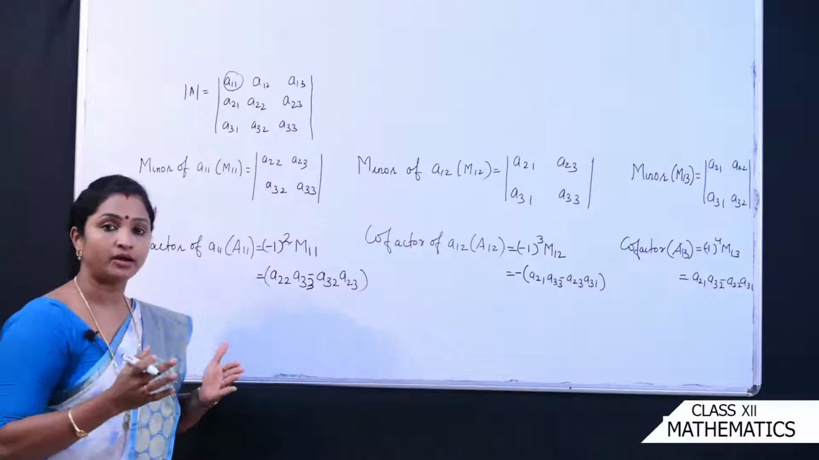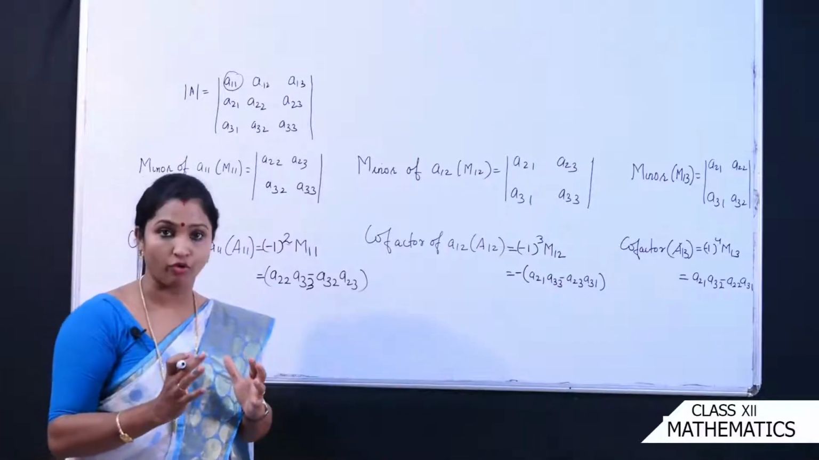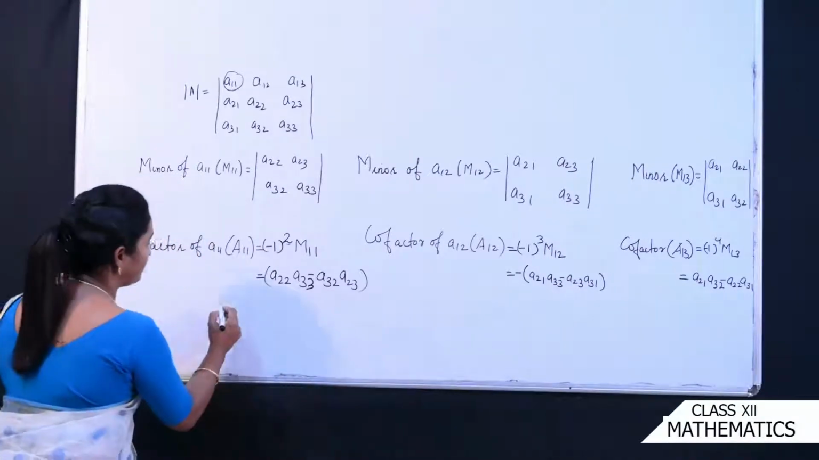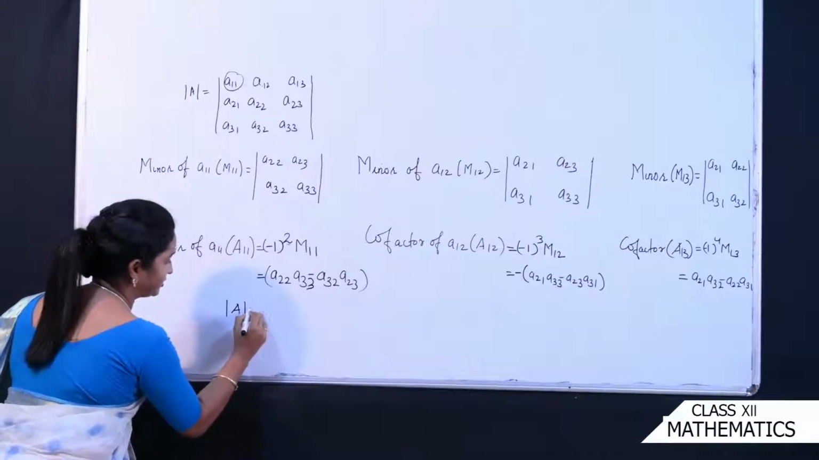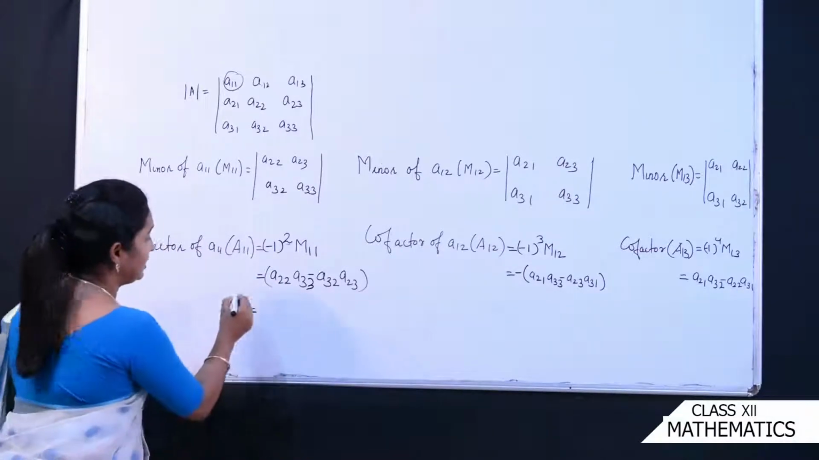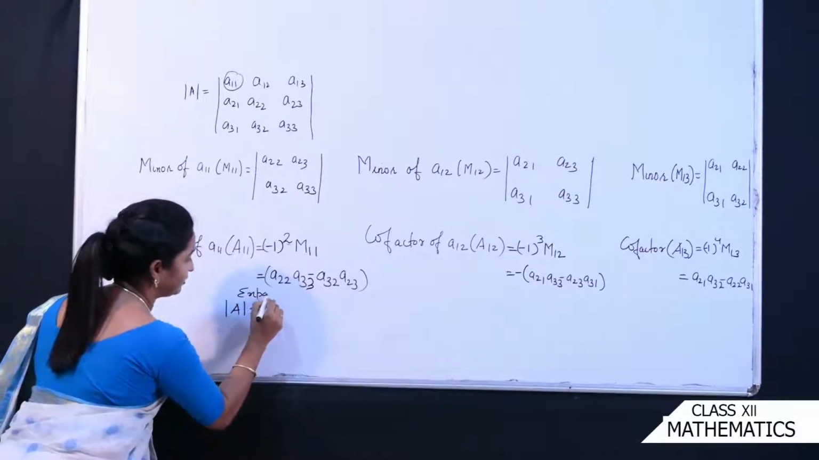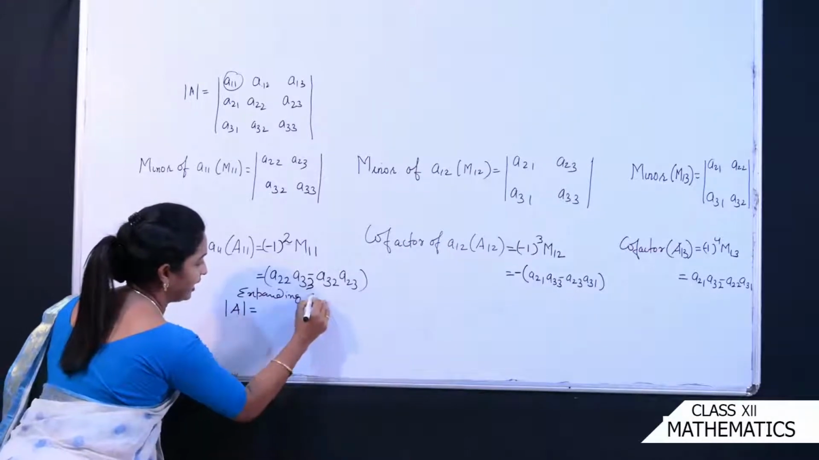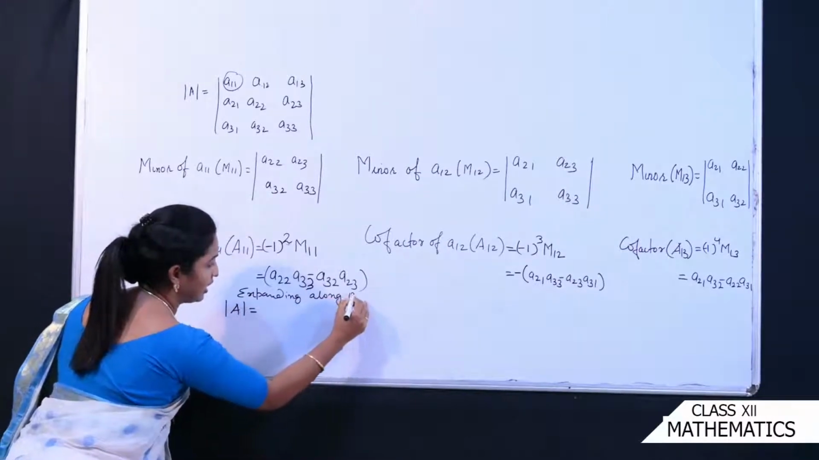Now to find the determinant you have to combine all the cofactors. How you are going to combine it? आप यहाँ पे कैसे निकालेंगे डिटर्मिनेंट? Just look at here. Now here I am expanding along R1.